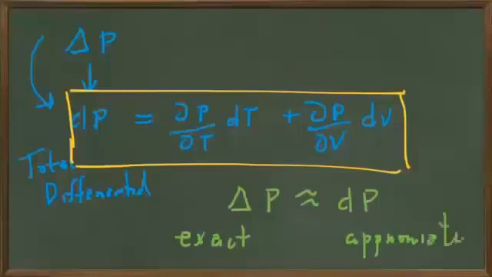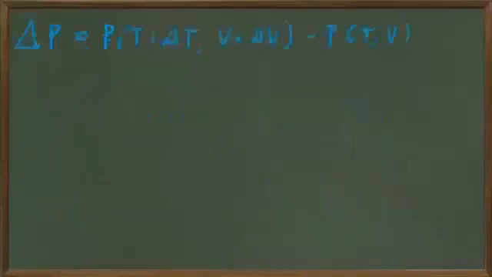And so let's go through an example where we find the exact change in pressure as well as the approximate change in pressure, and see that they can be made very close together, if we don't need a great deal of accuracy. So let's start with delta P being P of T plus delta T, V plus delta V, minus P of T, V.